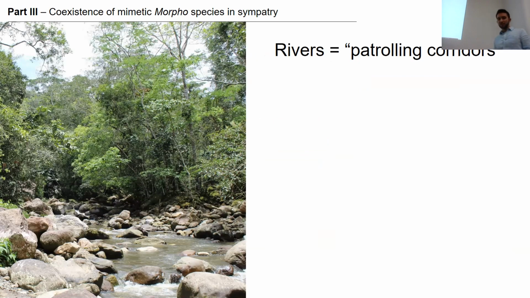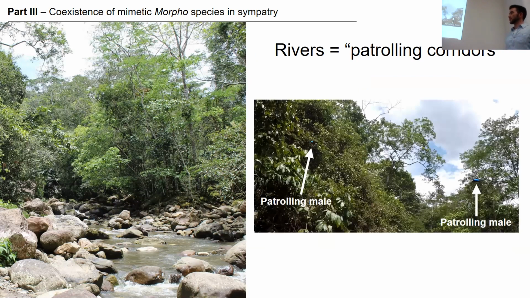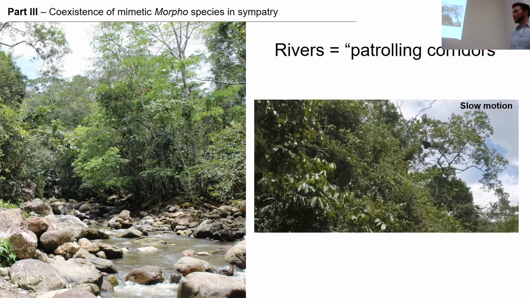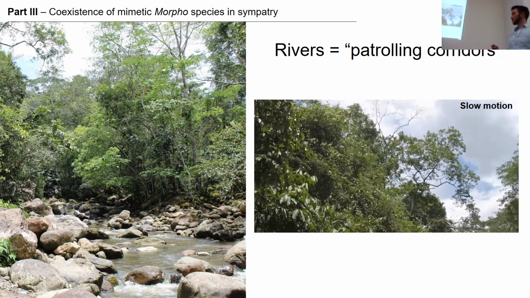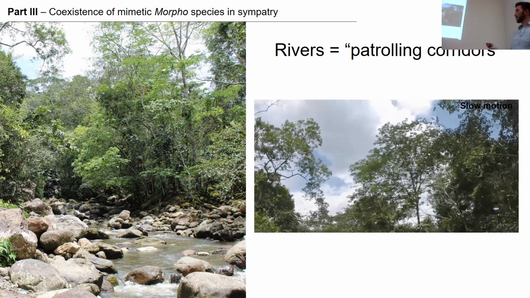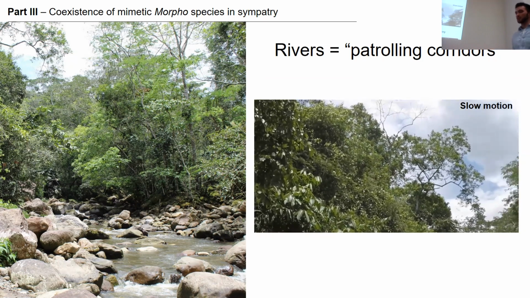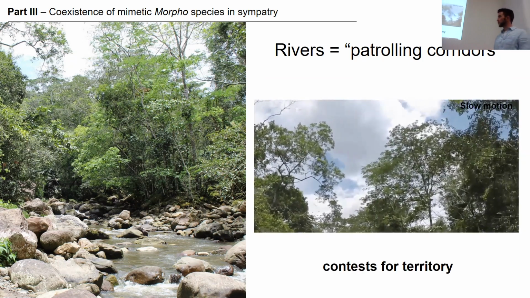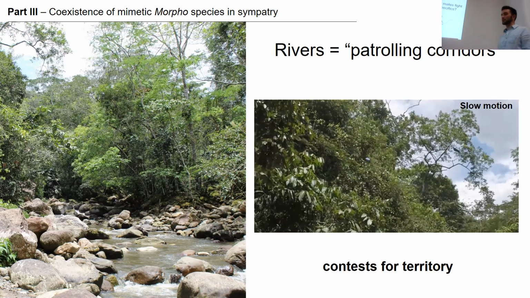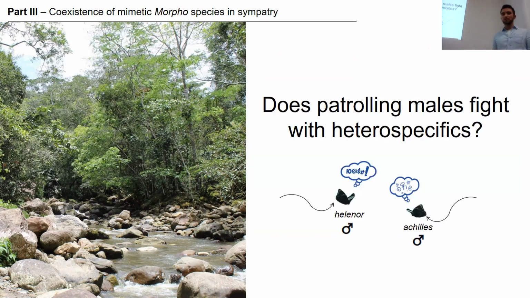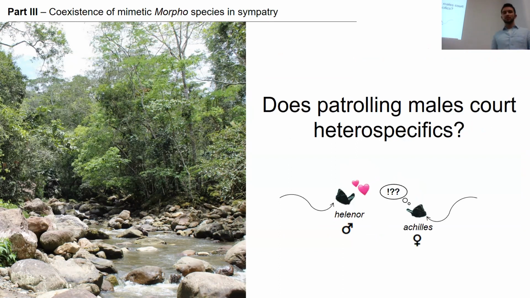But what they mostly do actually is to meet other males who are also searching for females. And when two males meet, they often fly in circles around each other. And there is always one driving the other away, like, get out of my river. We can see these behaviors as contests for territory. So we wondered if this contest also occurred between individuals from different species, and if a male meets a female, whether they also court females from the other species.